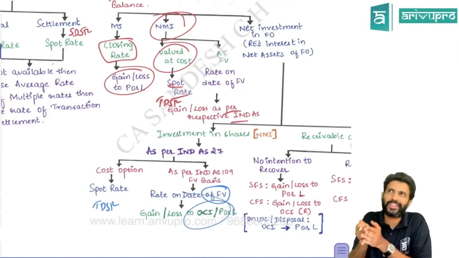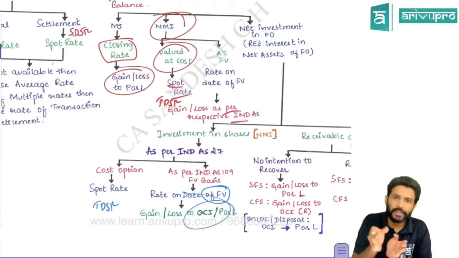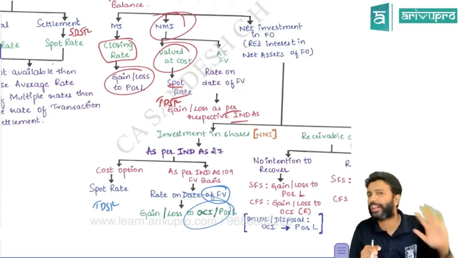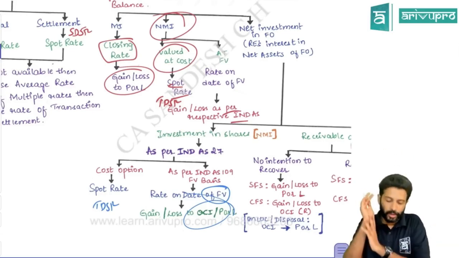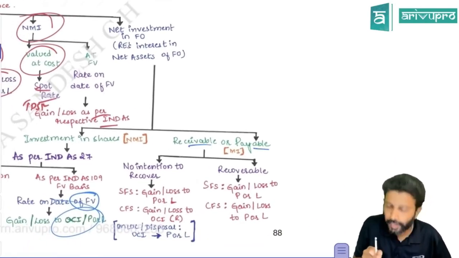So that means this Forex gain or loss may go to OCI or P&L depending on the method. If that investment is valued under the FVTOCI method, you transfer the gain or loss to OCI. Otherwise, you transfer it to the P&L account. Another one is a receivable or payable transaction.